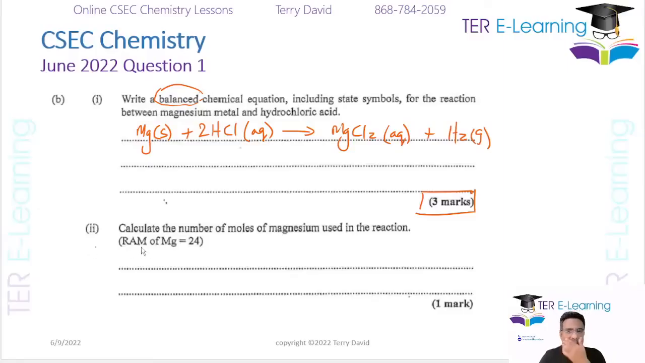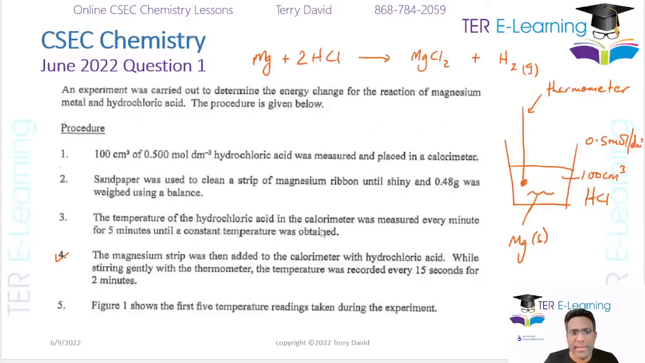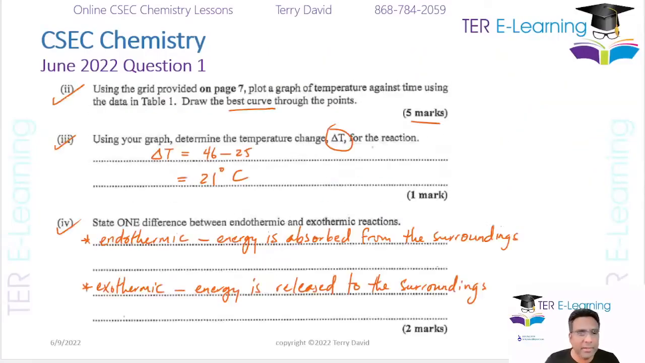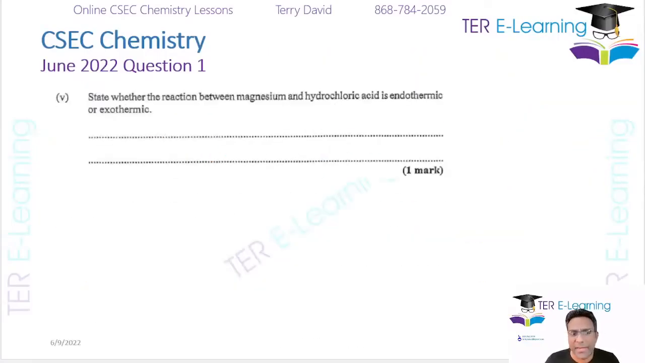Now, part 2, they said calculate the number of moles of magnesium used in a reaction. So let's go back to the original question. Oh, sorry, I missed out a piece of the question. State whether the reaction between magnesium and hydrochloric acid is endothermic or exothermic. Well, the fact that we have an increase in temperature means that this reaction has to be exothermic, right? So I missed that piece there.